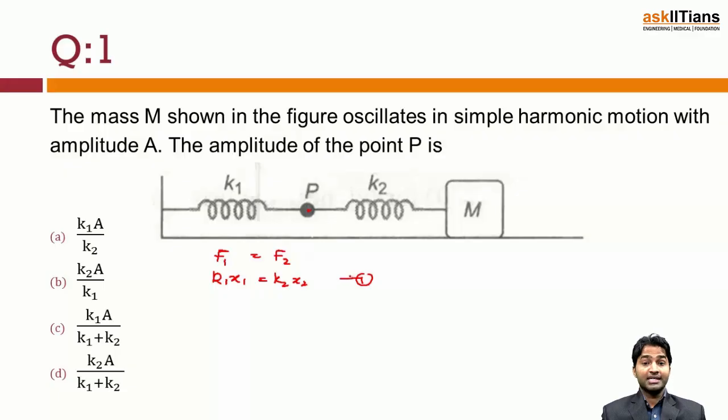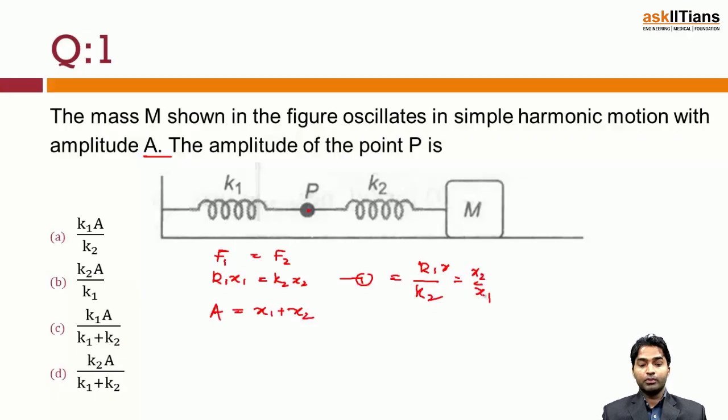Equation 1. Second, the net amplitude is just the sum of the extensions produced in both the springs, that is x1 plus x2 equal to A. Because it is already given in the question, the amplitude A is just the sum of displacements, like extension or compression. Here it is a case of extension. So K1 x1 equals K2 x2, and from this relation we get K1 upon K2 equal to x2 upon x1.